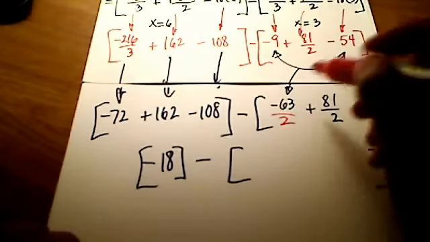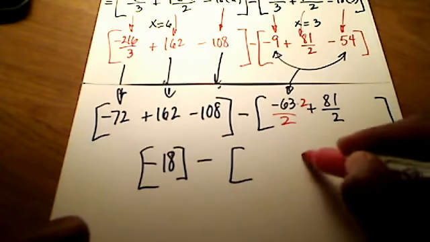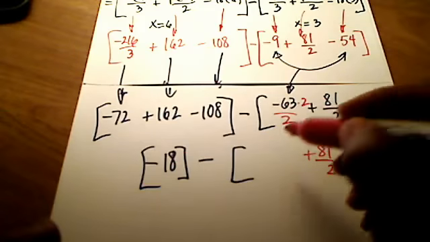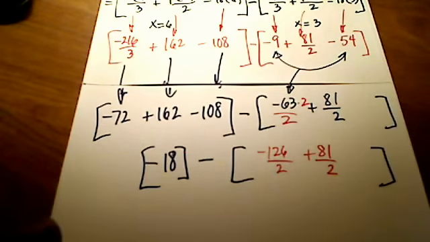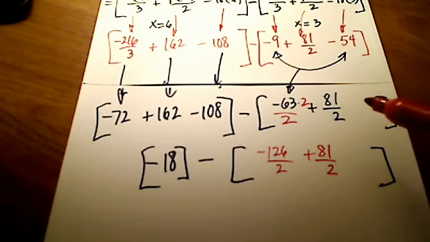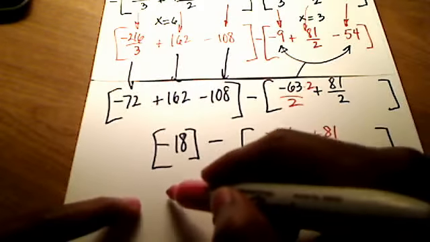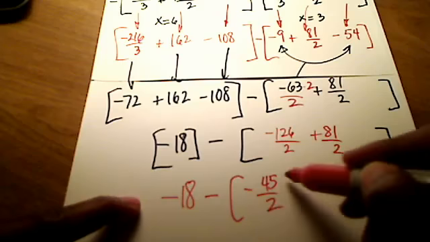Let's make this a 2 on the bottom, which means I need to multiply the top by 2, which gives me a new numerator of 126, right? So negative 126 all over 2. Okay, and to clean this up now, look, a negative 126 added to an 81 is a negative 45, if I did that right. So here's what I've got. I've got negative 18 minus a negative 45 over 2.